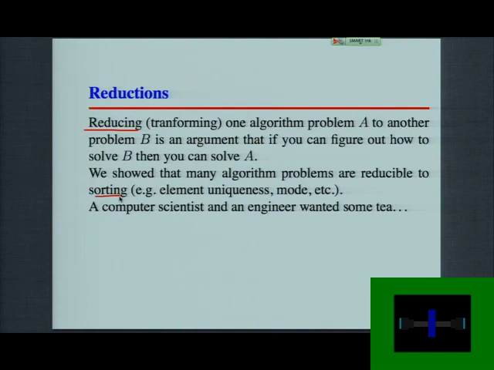How do we find the mode of a set of integers? Well, first sort it, and once it is sorted, then it is easy. Okay? So this idea of transforming one problem to another is something we have done, and it is a good idea for thinking about things. There are certain powerful algorithm problems.